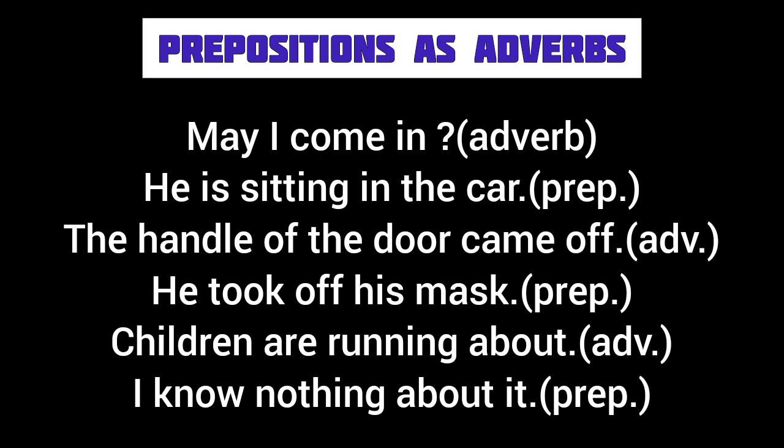The handle of the door came off. Here the preposition off is used as an adverb. But he took off his mask. Here off is a preposition coming before the noun mask. Children are running about. In this sentence, about is an adverb describing the verb running. But in the sentence, I know nothing about it, about is a preposition coming before the pronoun it.